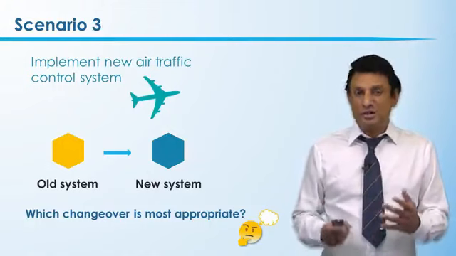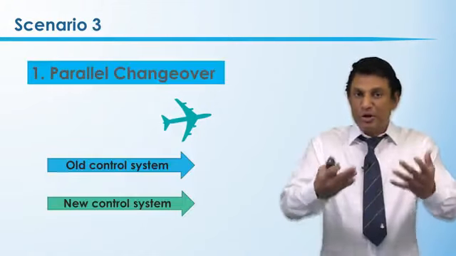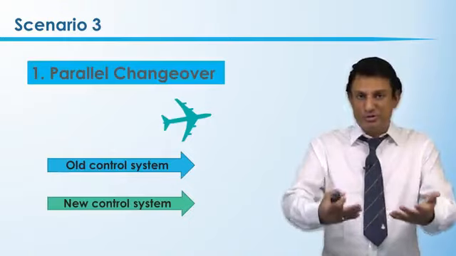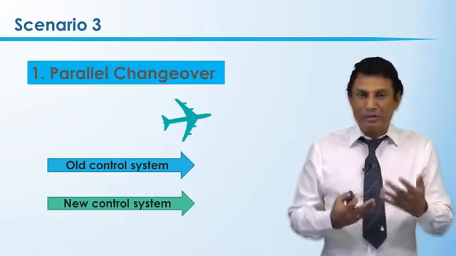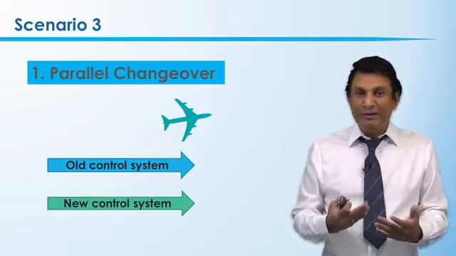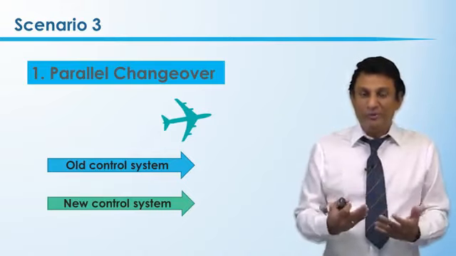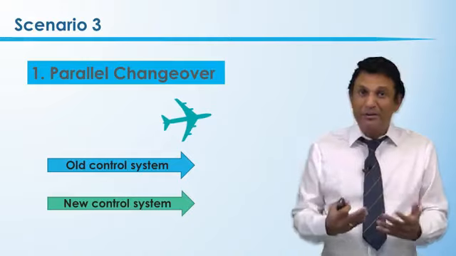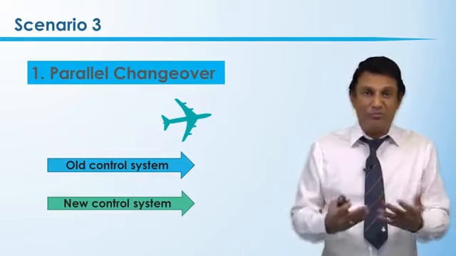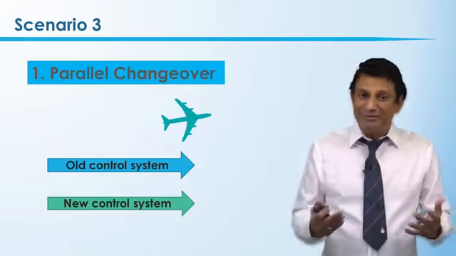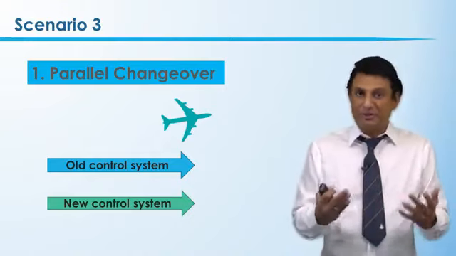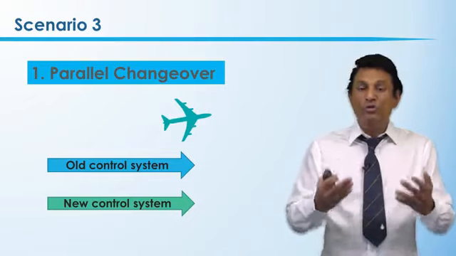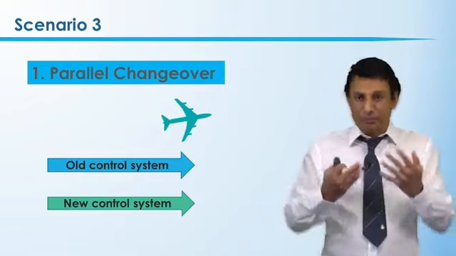Now let's look at scenario 3. From time to time, airports upgrade their air traffic control systems. When they upgrade these systems, if anything goes wrong, it's going to be a huge impact. If two planes crash, or a plane crash lands, it's going to be hundreds of lives at risk. So we should always go for the lowest risk approach in this case.